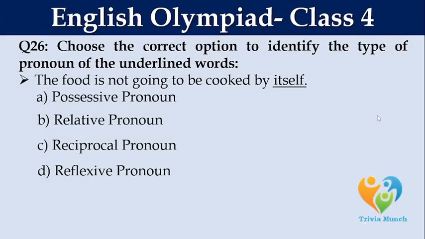Choose the correct option to identify the type of pronoun of the underlined words. The food is not going to be cooked by itself. Option A, possessive pronoun. Option B, relative pronoun. Option C, reciprocal pronoun. Option D, reflexive pronoun.